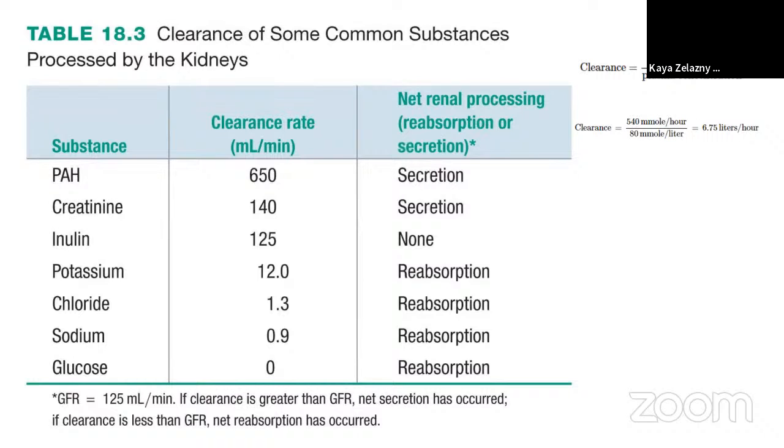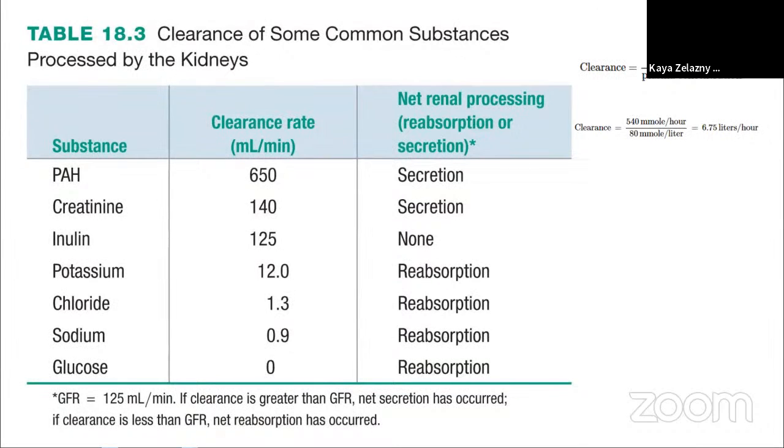So if you wanted to calculate clearance, you would divide the excretion rate, so how much of this substance is coming out in the urine per minute, by the plasma concentration, which you could measure with a blood test. And that would give you a rate of how much blood is being cleaned.